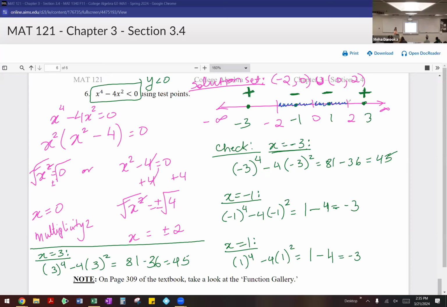So test point method and graphing method. Any questions on this one here, guys? Anybody on Zoom with a question on this? All right, I just want to very quickly show you what the graph for this will look like, and then we'll move on.